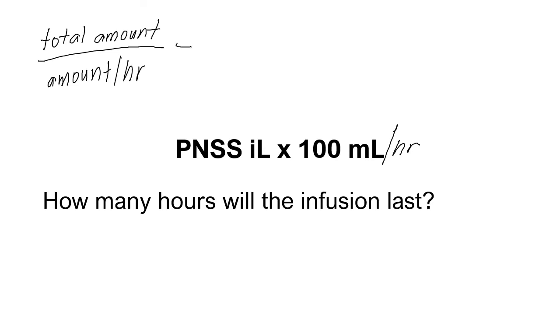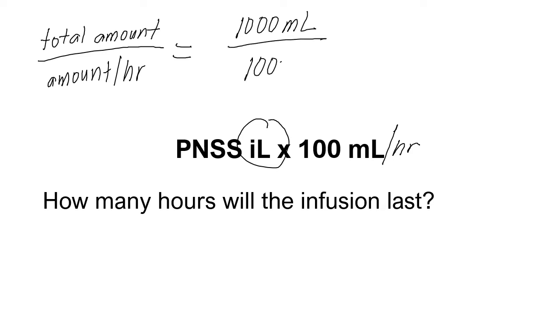In this case, what is our total amount? It's already here, 1 liter. And we know that 1 liter is 1,000 ml. 1,000 ml divided by 100 ml, and we know that this IV fluid would be infused or consumed within 10 hours.